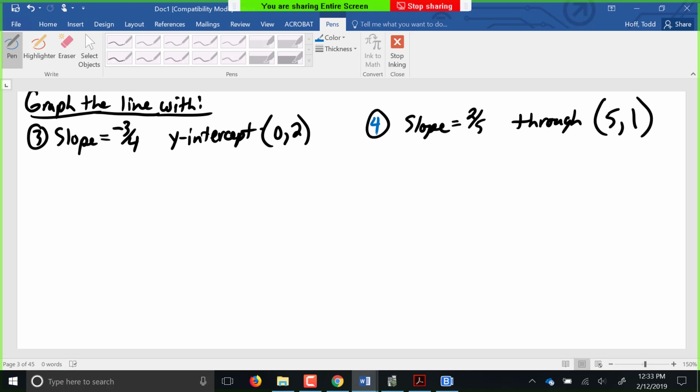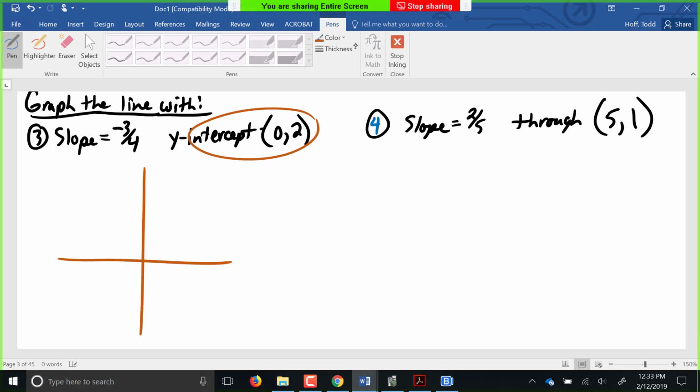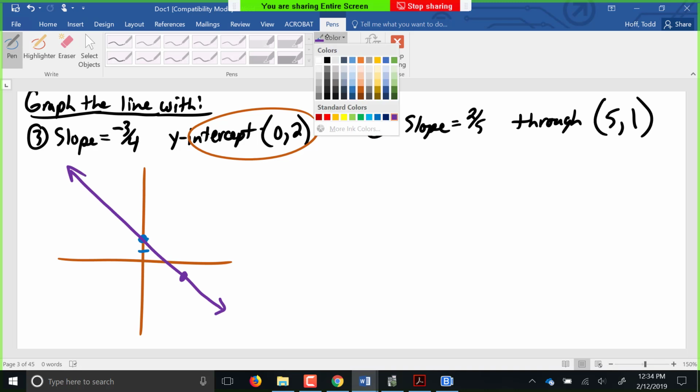The first one, 3, relatively simple. That's what we've been doing. We graph using a y-intercept of 0, 2. So that'd be right there. And a slope of negative 3/4. So from that point, we go down 3 and over 4 to get a second point. And so our line goes through those two points. Any questions on graphing that line?